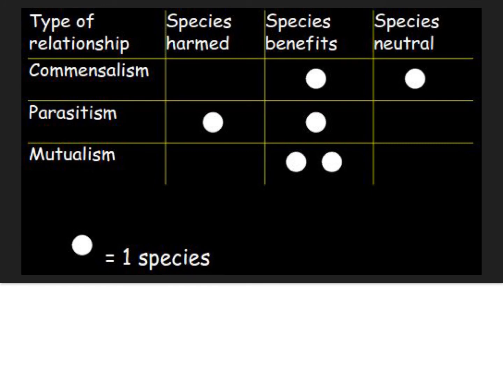All right, so this is just a table of the two. So commensalism, we get one that benefits, one that's neutral. For parasitism, we get a harmed one and a benefited one. And mutualism, they're both happy. They both get something out of it.